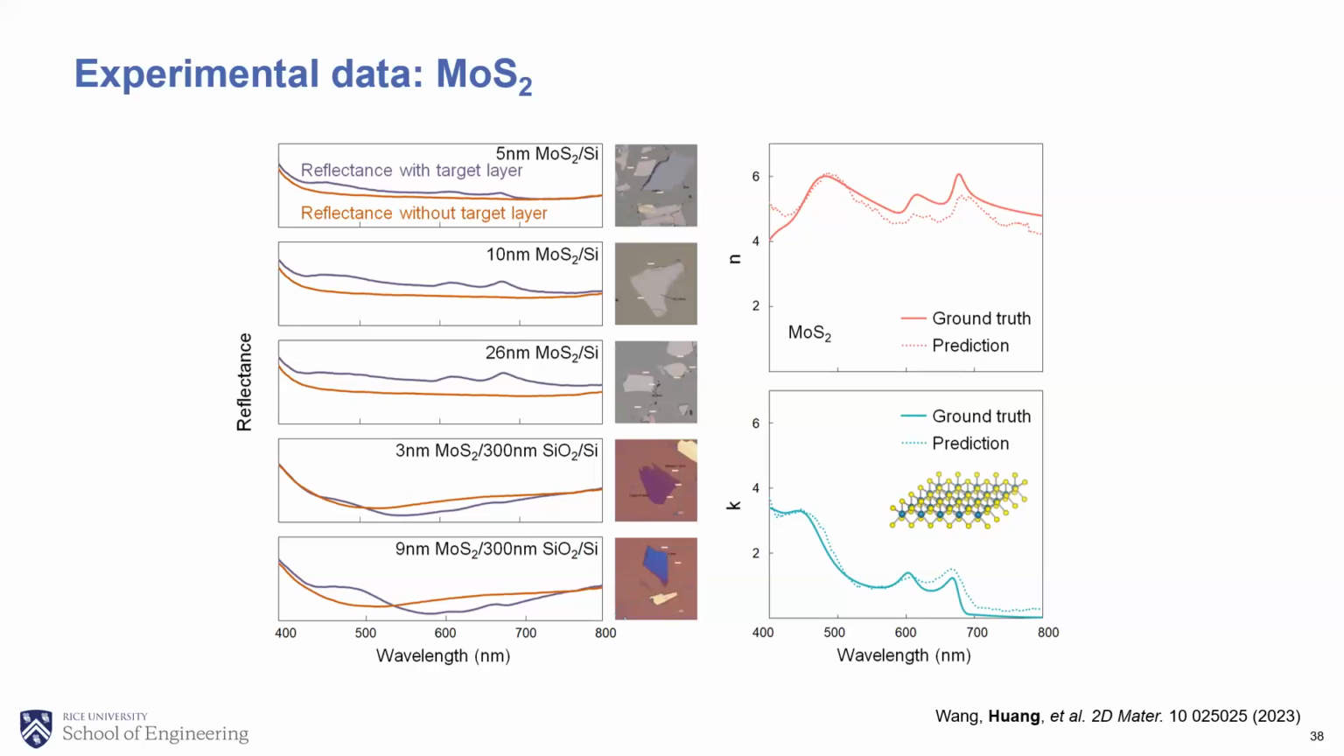Next slide. So we then also tested the capability of ReflectorNet in predicting experimental data. Here we performed an experiment. We exfoliated MoS2 onto 2 types of substrates: the bare silicon substrate and 300 nanometer silicon oxide on silicon substrate. We obtained different thicknesses for the MoS2 flakes, and then measured their reflectance spectra. We use them as input and let ReflectorNet predict the N and K, as you can see on the right. The ground truth here is the ellipsometry measured N and K. You can see there is a good matching between the prediction and the ground truth. Next slide.